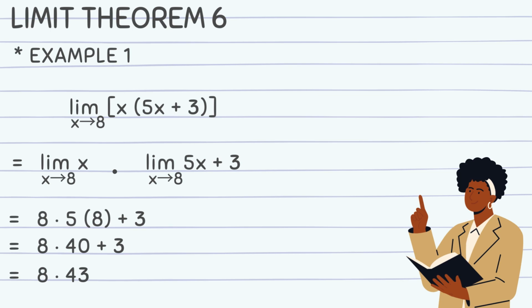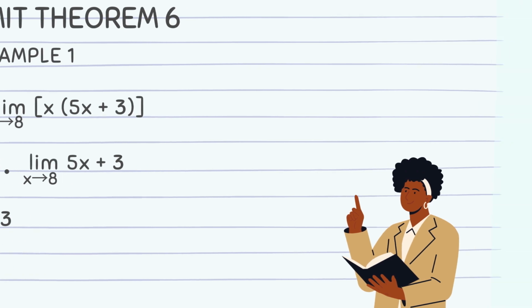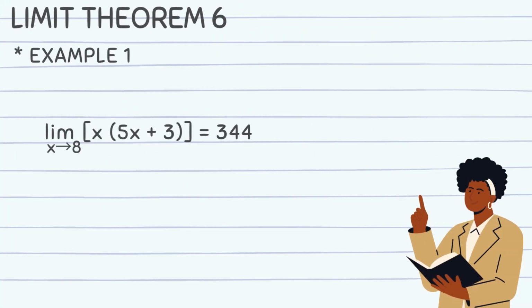And now, we will multiply 8 by 43 and the product will be 344. Therefore, the limit of x times 5x plus 3 as x approaches 8 is equal to 344. And now, we have answered our first example. Now, let us proceed to our second example.